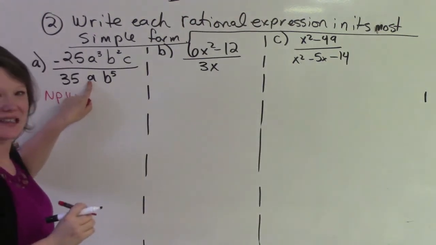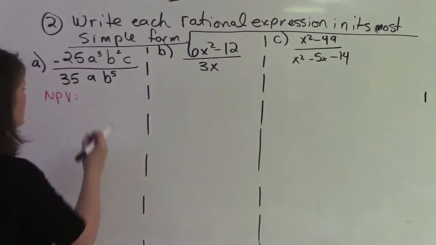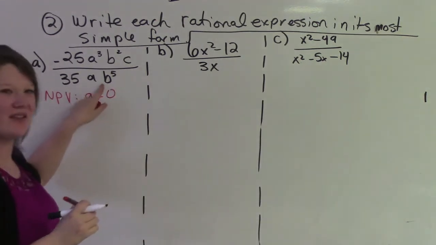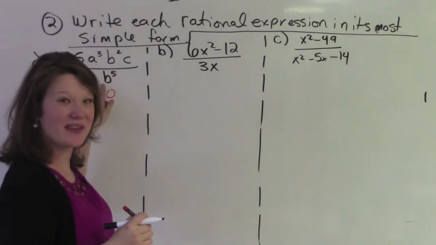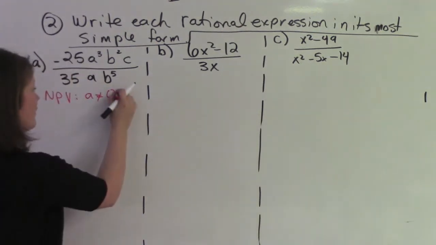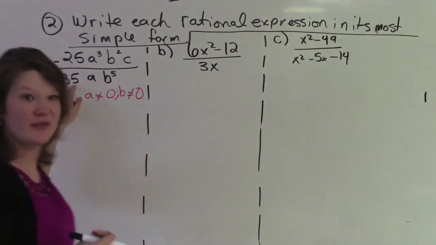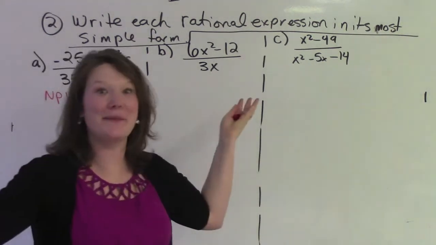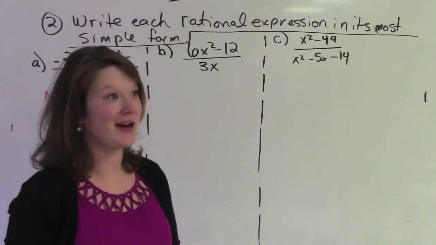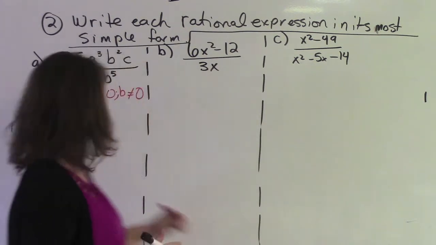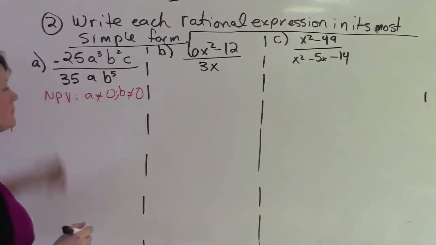If a is 0, then the denominator is 0, so a cannot equal 0. If b equals 0, then the denominator is 0, so b cannot equal 0. If 35 is 0, wait a minute, 35 is just 35. 35 can never be 0, so we don't have to worry about the numbery bits.